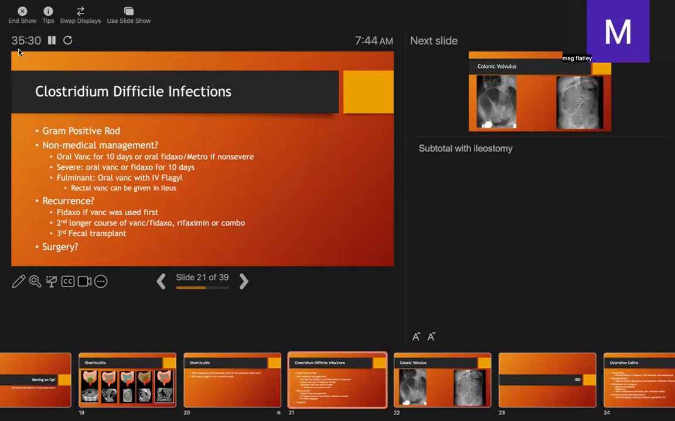Surgery. What surgery do you do for this? Yeah, so you do a total abdominal colectomy, okay? You leave the rectum in place with an ileostomy.